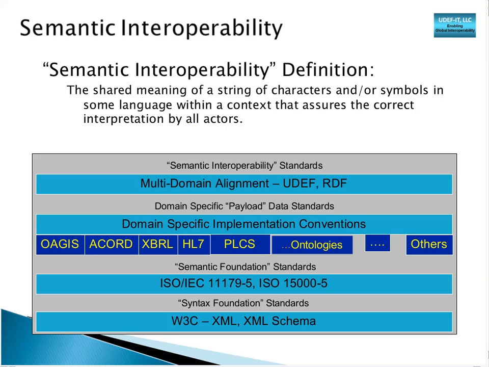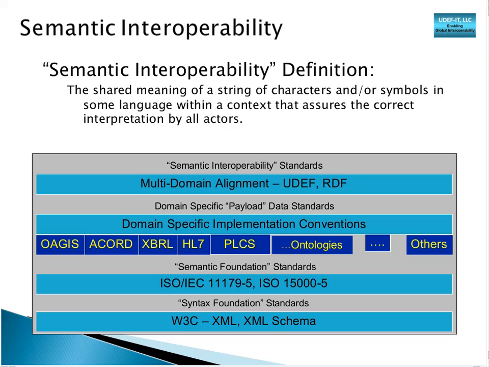Okay, so semantic interoperability: there are many ways to interpret that. This is one way to define semantic interoperability. Basically, the shared meaning of a string of characters and/or symbols in some language within a context that assures the correct interpretation by all actors. And the semantic interoperability layer has layers of standards.